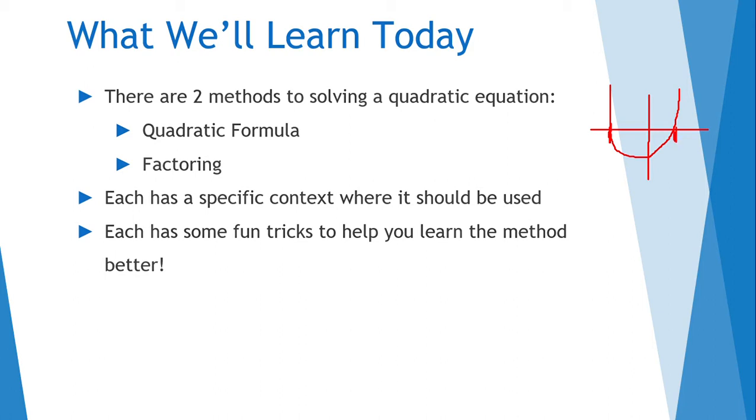But sometimes we don't have access to a graphing calculator, or we simply don't know how to graph one specific quadratic equation. So it's better to use one of these algebraic methods because it'll be a little easier to wrap your head around. Each algebraic method has a specific context in which it should be used. There are pros and cons to each. Sometimes one is easier and one is harder, but other times that's flip-flopped. So you'll learn about that context, and each has some fun tricks to help you learn the method better. So let's get started.